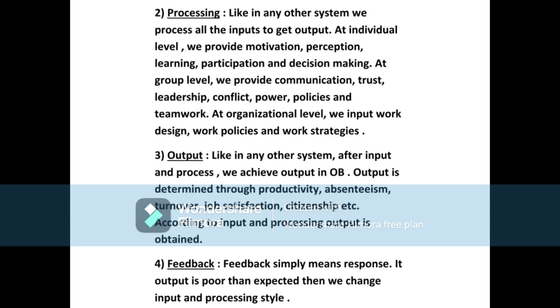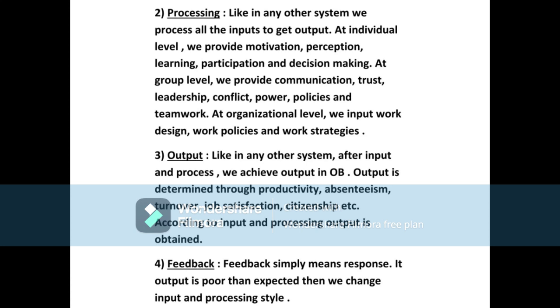Or else absenteeism, which means the reduction in absence. If a person is frequently getting absent from the job, by this processing system the absenteeism may be reduced, or else employee turnover may be reduced. Employee turnover is the ratio between employees joining the organization and employees leaving the job. That may be decreased. Why? Because by using different processing aspects, we may reduce it. So all these are the aspects related to the output. Output can be seen through different aspects like productivity, absenteeism, employee turnover, job satisfaction, citizenship, etc.